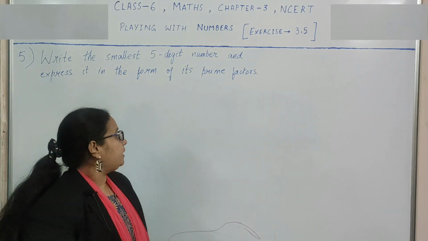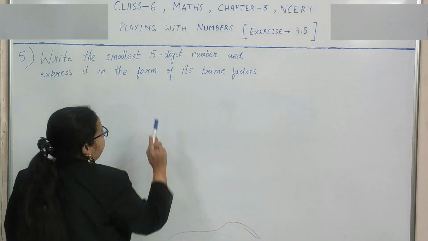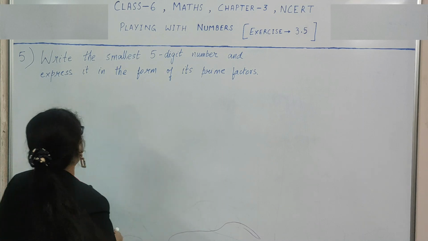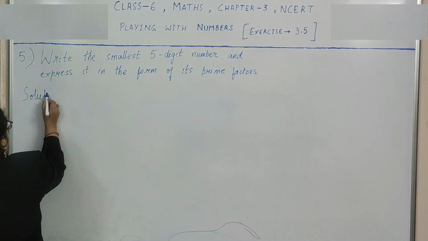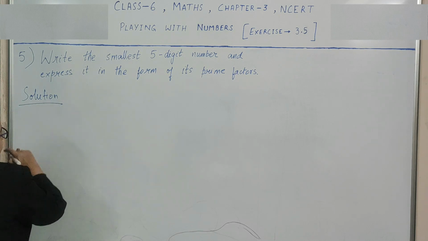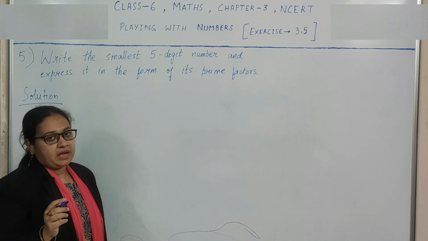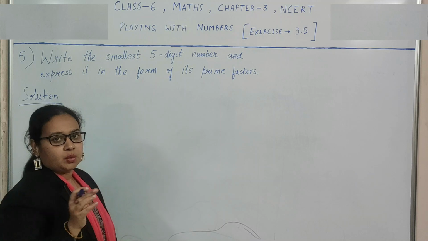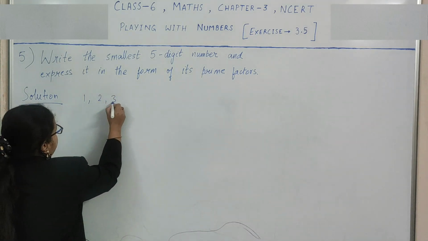So what we will do, we will first find the smallest 5-digit number. Okay, then we will move to the next step. So let us do the solution. So the smallest 5-digit number. In the previous chapters we have learned in detail about all these things, but here I will give you a quick revision. So the numbers are 1, 2, 3, like that.